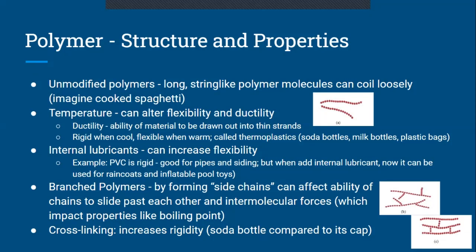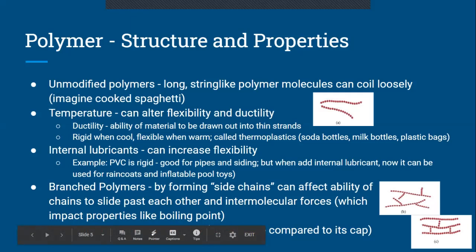And these polymers that can change with temperature are referred to as thermoplastics, like soda bottles, milk bottles, and plastic bags. You can also use an internal lubricant to increase flexibility. An example is PVC, polyvinyl chloride. It's very rigid, and so that makes it good for pipes and siding. But if you add an internal lubricant, now you can use it for a raincoat or an inflatable pool toy. Much different properties with that change in the structure.